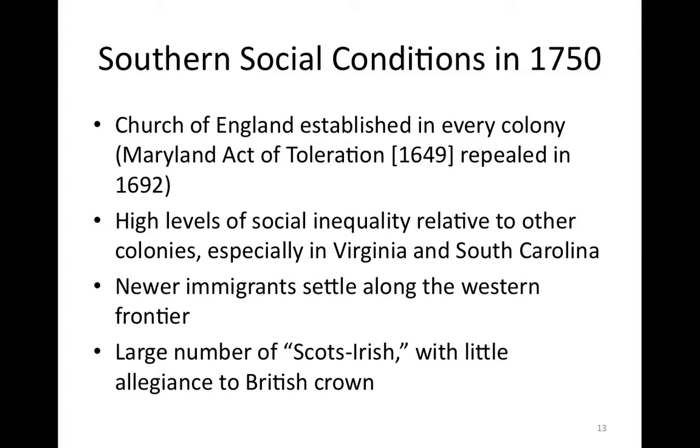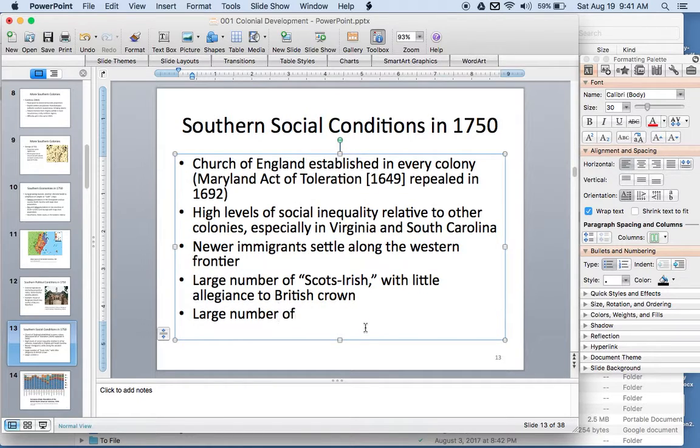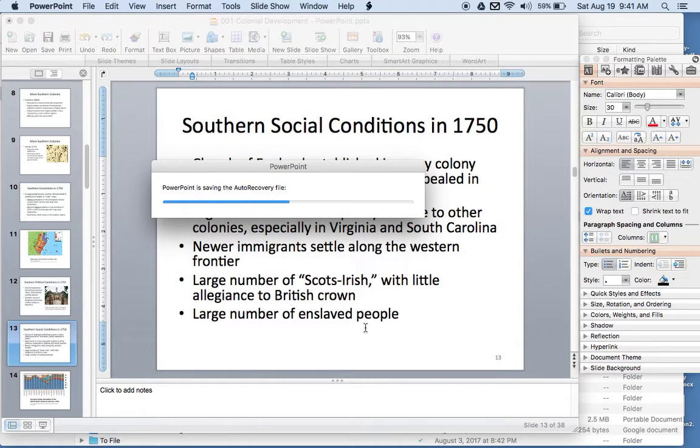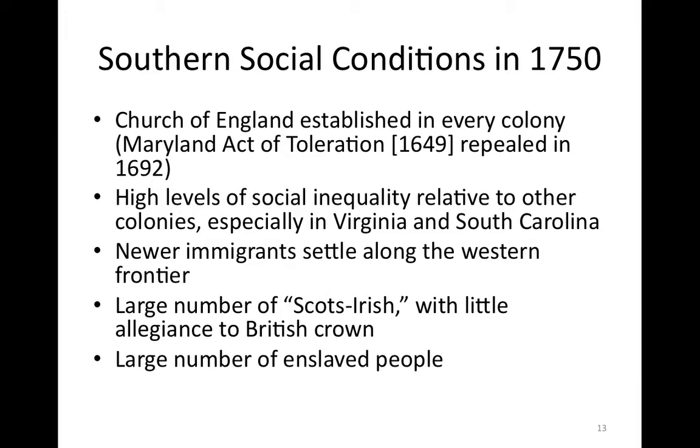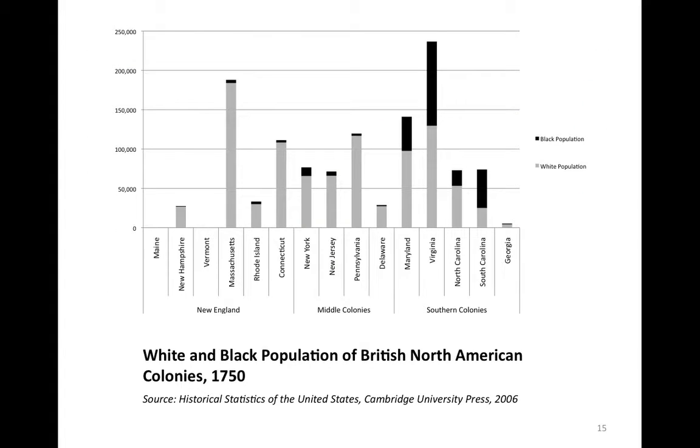Of course, the other important thing that you read about already, or actually will read about, is that the southern colonies are where you had the largest number of enslaved people. You can see that in this graph here. So the southern colonies, this is the black population, the white population, and of course you see here that it's the southern colonies where you see the largest number of persons of African descent.